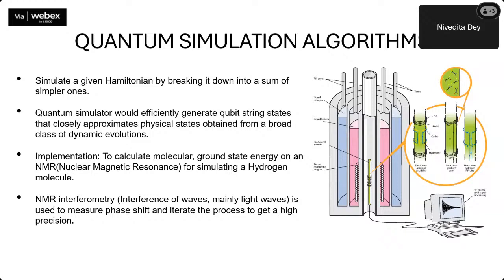So quantum simulator would efficiently generate qubit string states that closely approximate the physical states obtained from a broad class of dynamic evolutions. Implementation is to calculate, say, molecular energy or ground state energy on an NMR for simulating a hydrogen molecule. So you can understand that these are something which is happening at the nanoscopic level. Okay, that is quantum simulation. It is so big and yet so unexplored.